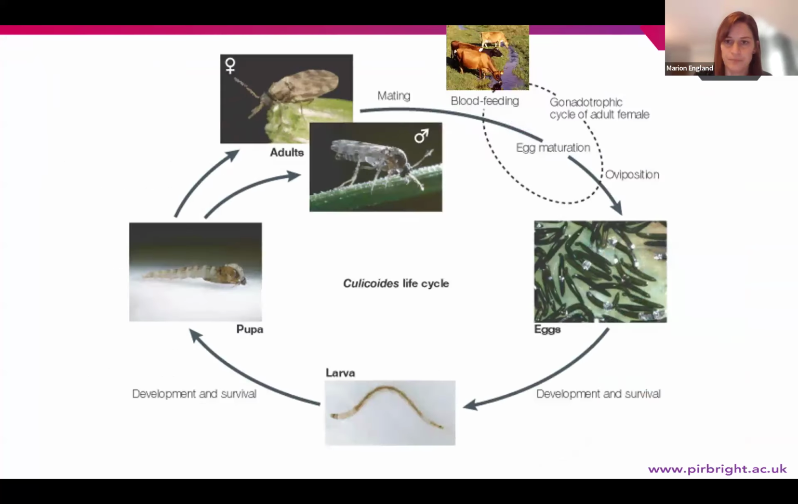So this is the life cycle of the midge. The female and male will mate, and then the female takes the blood meal. Then there's a process where she digests the protein blood meal and develops eggs in her abdomen. She then oviposits those in some nice organic substrate. The eggs hatch within that substrate and go through four different larval instar stages before pupating and then emerging as an adult.